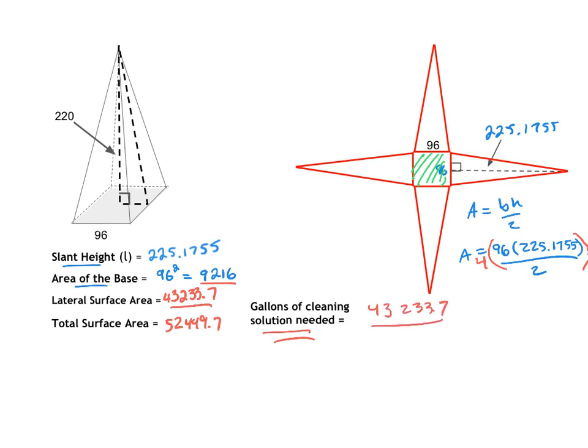So I need to take the lateral surface area, which is 43,233.7, divide that by how many square feet you can wash with each gallon. So you can wash 200 square feet with each gallon. And when you do that division, you'll end up with 216.17. And that's how many gallons you'll need to wash that area.